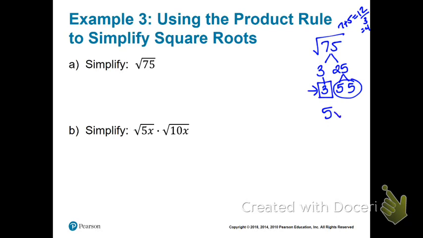And this 3 does not have a pair. He's by himself, so he has to stay under the radical. And so we get square root of 75 is equal to 5 square root of 3.